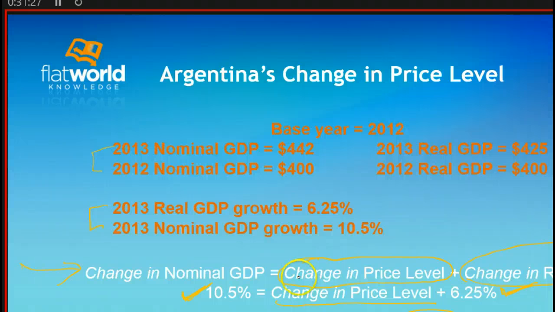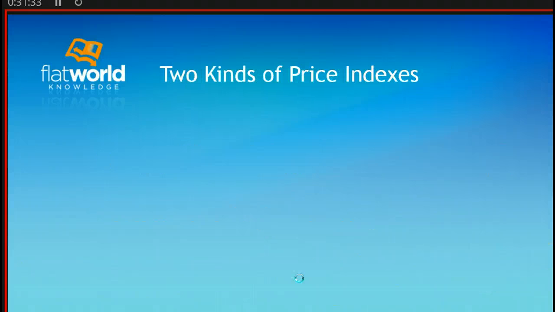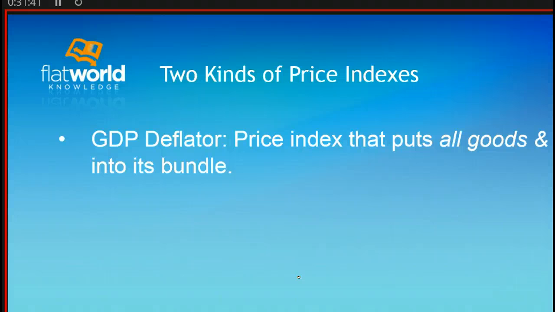Now, we keep saying that price indexes or price indices come in two major forms, and you do need to understand the distinction. Most economies use both of them. The first one is easy. We call it the GDP deflator. And it is a price index that puts all the goods and services of the entire economy into one bundle, and it looks at what the average price of all those goods and services did between two different time periods.